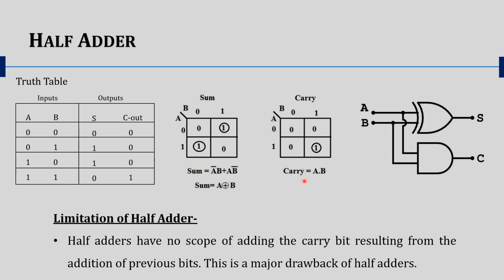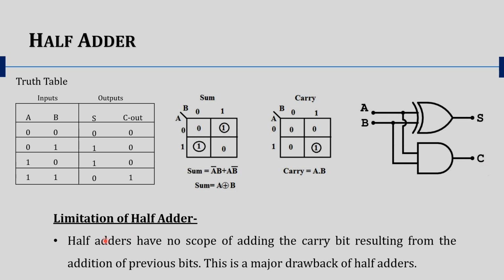Now let's draw the corresponding logic diagram. We need one XOR gate for generating the sum variable and we need one AND gate for generating this carry term. So A exclusive or B generates the sum and A into B generates the carry term. So an XOR gate together with an AND gate constitute a half adder.